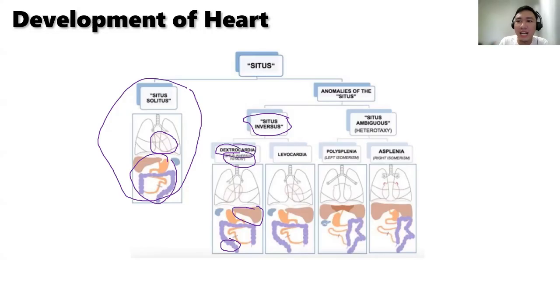It's called situs inversus totalis because even the heart is reversed. Dextrocardia: dextro means to the right. So the orientation of the heart is to the right, but normal is to the left. In levocardia, levo, L for left, the position of the heart is normal, its structure is to the left, but the organs are still reversed. It is still situs inversus, but with levocardia.